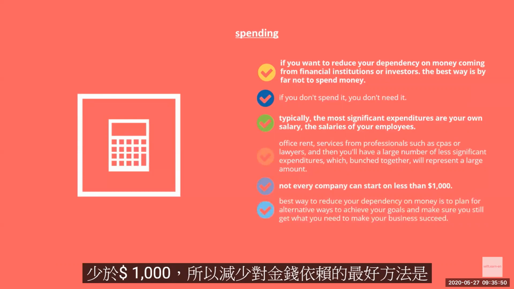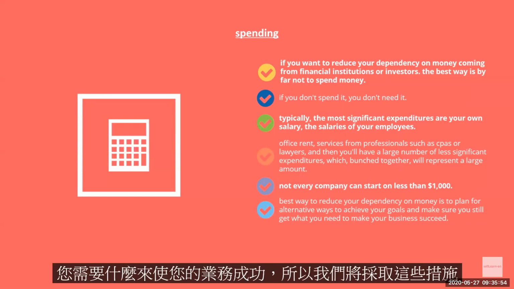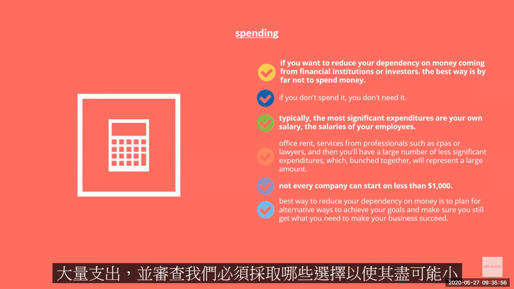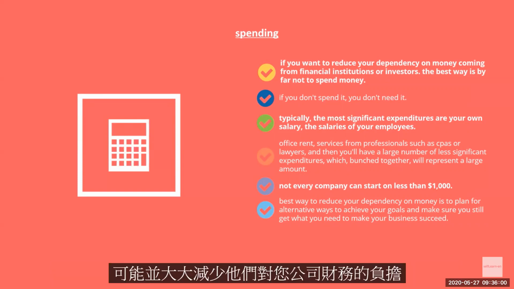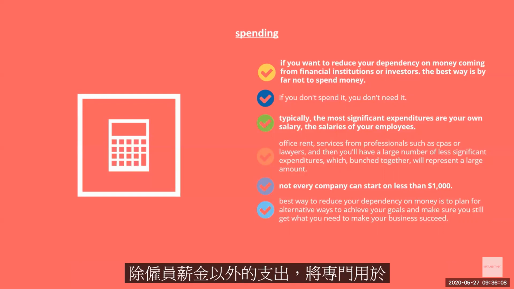Not every company can start on less than $1,000, so the best way to reduce your dependency on money is to plan for alternative ways to achieve your goals and make sure you still get what you need to make your business succeed. So we'll be taking those significant expenditures and review what options we have to make them as small as possible and reduce significantly their burden on the finances of your company. In this chapter, we will review in particular how to deal with all those expenditures except for the salaries of employees. For that one, we'll dedicate an entire chapter.